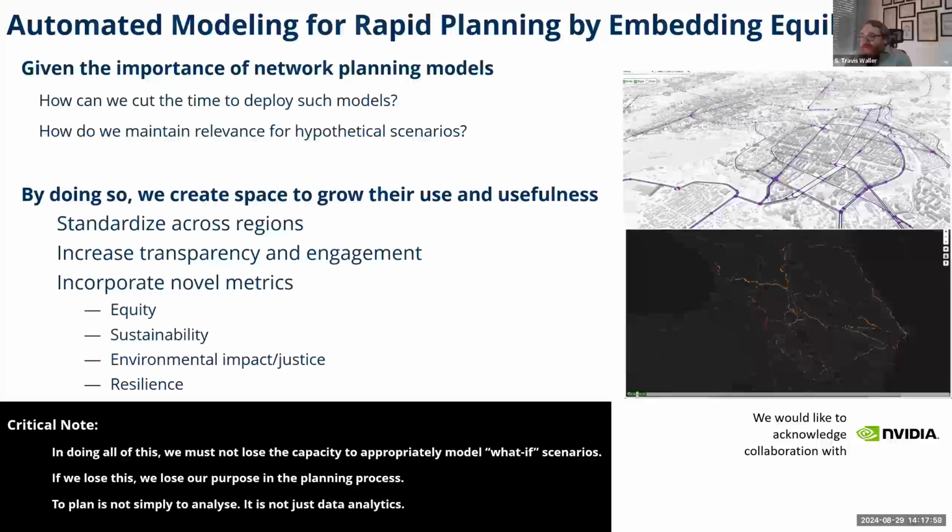I do want to note that this current work is done in partnership with NVIDIA. They're a good collaborative partner of ours, and we have an ongoing relationship with them in developing these techniques and more on the visualization.